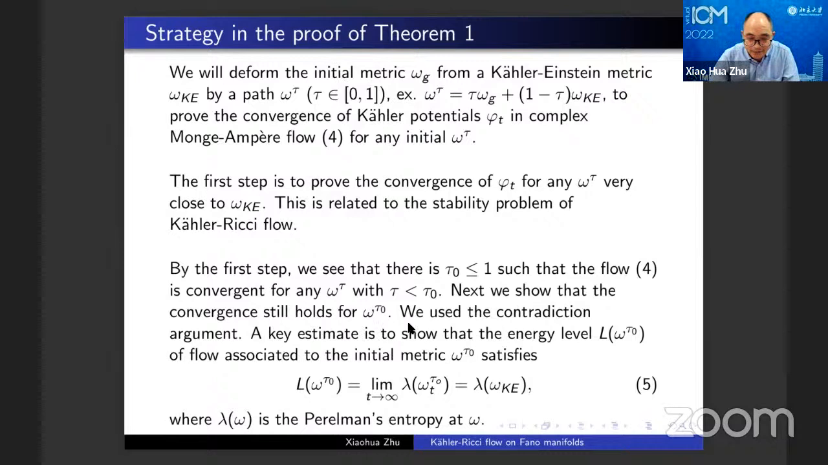The method is shown using a contradiction argument. The key estimate is to show the energy level L associated to the initial metric omega_tau_0, defined by the limit of the entropy along the flow, lambda(omega_t) as t goes to infinity, is just equal to the entropy at omega_KE. So this means the energy level L is independent of the initial metric omega_tau_0. Here lambda(omega) is just Perelman's entropy.